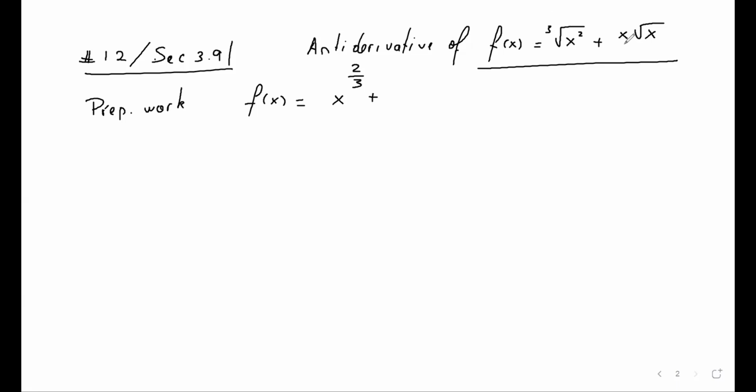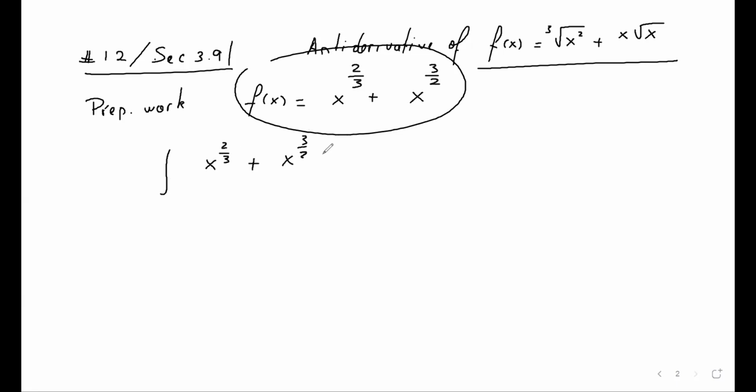This is a must because you'll end up doing things that are more complex than this in Calc 2. And then the next thing here is x to the first times the square root of x, which is x to the 1/2. 1 plus 1/2, the exponent will be 3/2. All right, so this is the function that I want to find the antiderivative of. And now the problem is to calculate the antiderivative. So we're looking at the antiderivative of x to the 2/3 plus x to the 3/2 dx.